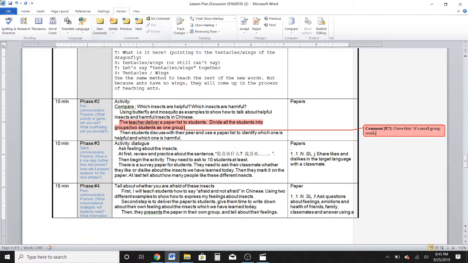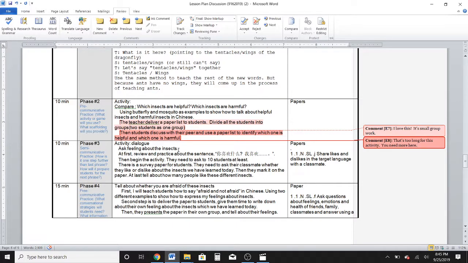Okay, good. That's 10 minutes, but that's way too long for this. They're just identifying which ones are helpful and harmful. That's too long. I might suggest that they work together to identify helpful and harmful, and then practice talking about them.